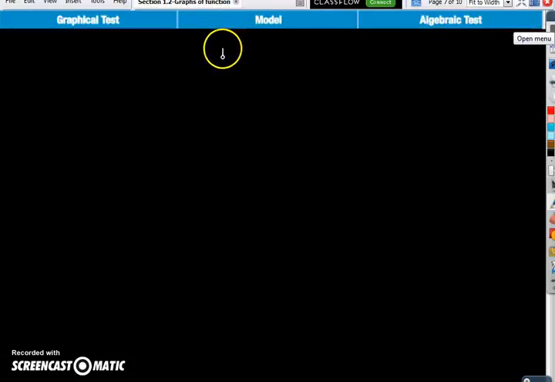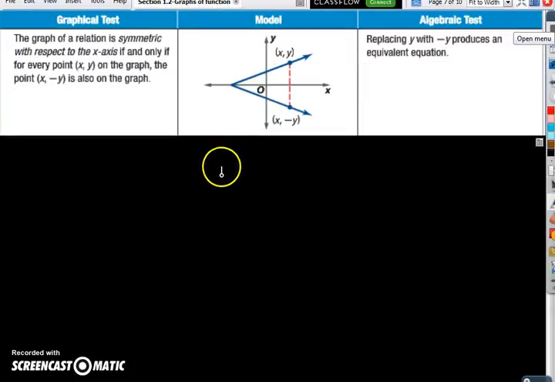Now, there's a lot to take in here, so it's really important to take your notes. The first one is a graph of the relation is symmetric with respect to the x-axis, and you have the definition. There's a picture symmetric with the x-axis. It's like if you put a mirror right here, it mirrors itself. And what that means, algebraically for us, is you replace y with a negative y, and it produces the same equation.